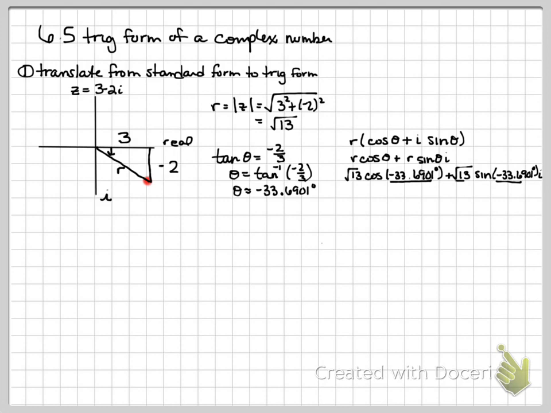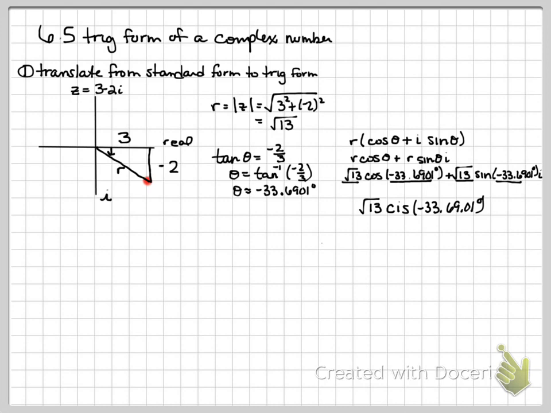Now if you notice here, the theta is the same in both, and these both have that square root of 13. So there's a bit of a shortcut we can write. And it's just r, so the square root of 13, cis, which stands for cosine i sine, of our angle. Alright? So you could write it out either way. You could write it out the way we have in longhand with the r cosine theta plus r i sine theta, or you could do cis. Either one is acceptable.